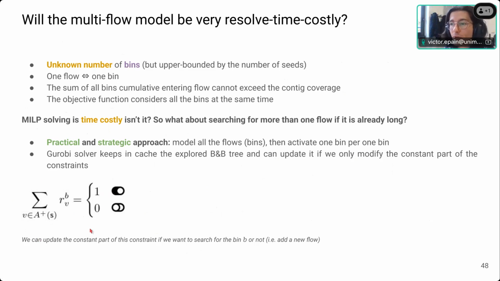I give just an example here. The symbols here, the font ensemble symbols, correspond to if I activate a flow, so a flow is bin B, or if I deactivate. Linear constraints equal 1 if activate, 0 if not. I modify just the constant, so Gurobi is able to update the caches in the already explored branch and bound tree, and so it is faster for the next resolution.